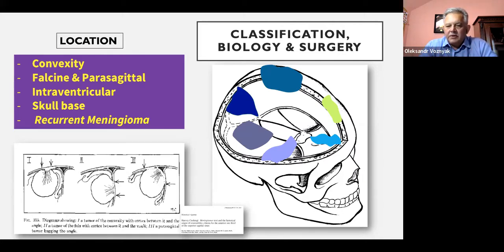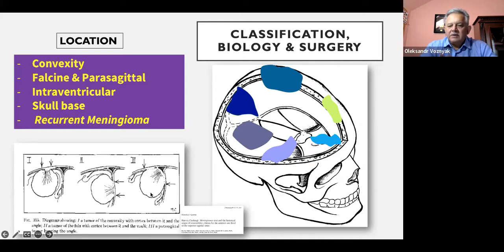And when you open the dura, you do not see the bridging veins. They are under the tumor. This is the difference. When we do not see the veins on the surface of the tumor, this is a parasagittal. If the veins are on the surface of the tumor, then the tumor started to grow from the falx, so the bridging veins are on the surface. It's a very important difference.